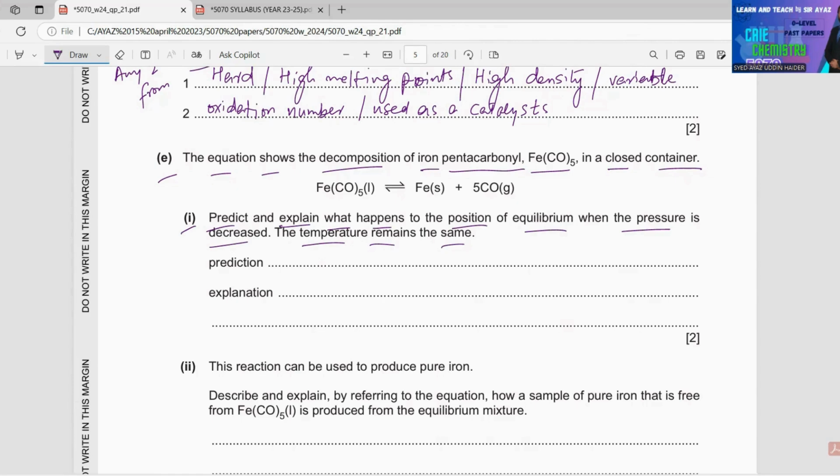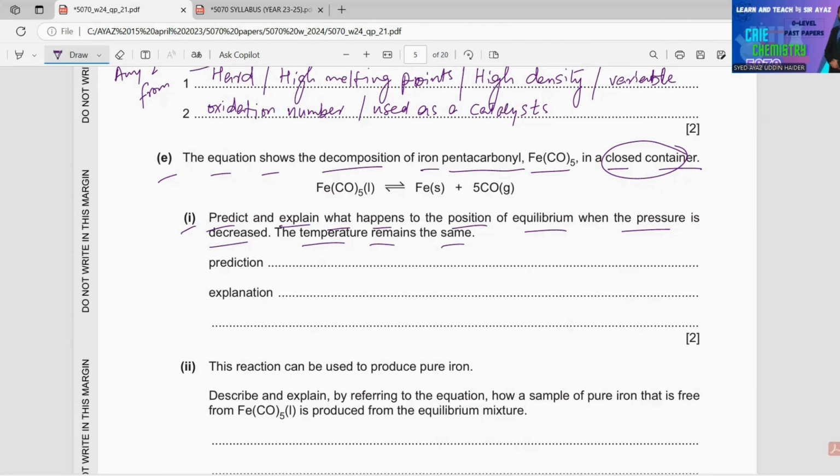Remember, this is a reversible reaction. It reaches a dynamic equilibrium state in a closed container, because they are saying in a closed container. So it has definitely reached dynamic equilibrium. Whenever a reversible reaction is in a dynamic equilibrium state, if you increase the pressure, the equilibrium will shift to the side with fewer moles or fewer molecules or volume of gases. But if you decrease the pressure, the reverse will be true.